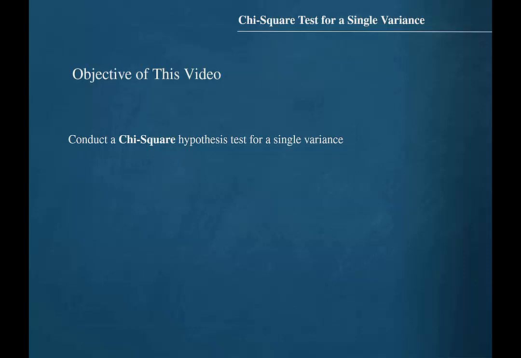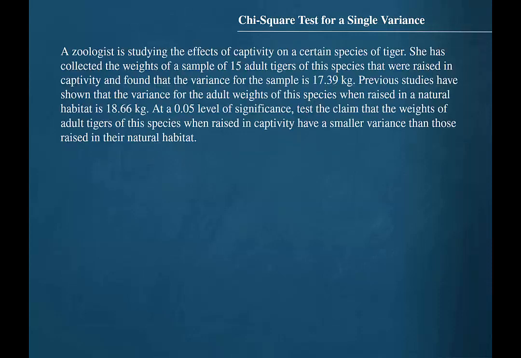The objective of this video is to learn how to conduct a chi-square hypothesis test for a single variance. A zoologist is studying the effects of captivity on a certain species of tiger. She has collected the weights of a sample of 15 adult tigers of this species that were raised in captivity and found that the variance for the sample is 17.39 kilograms.